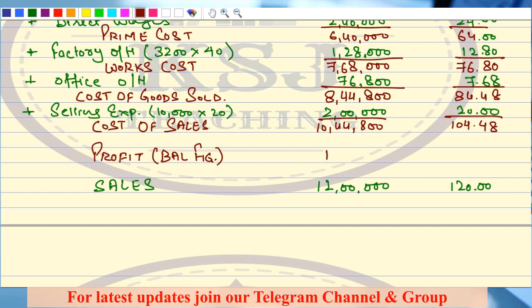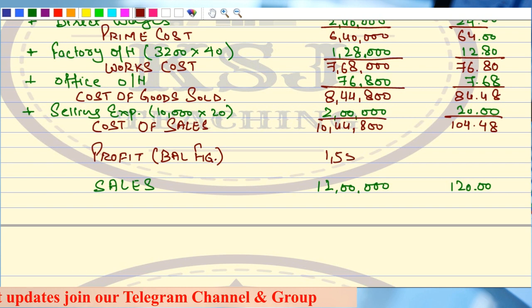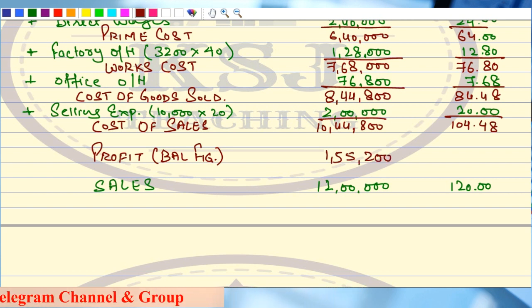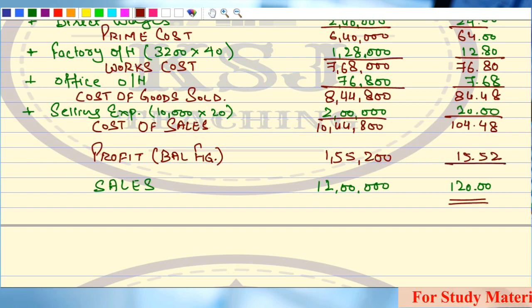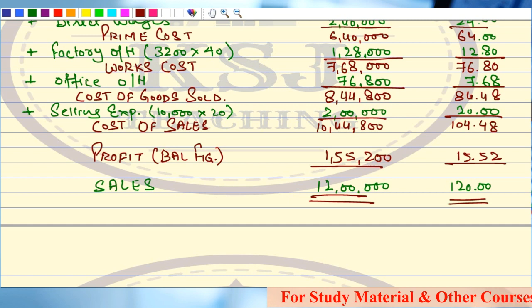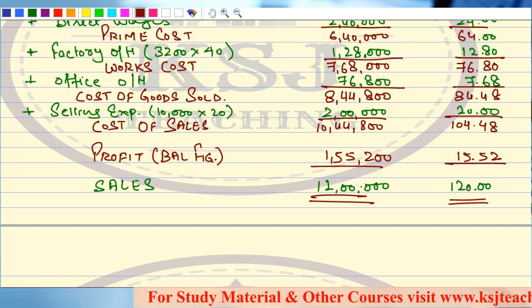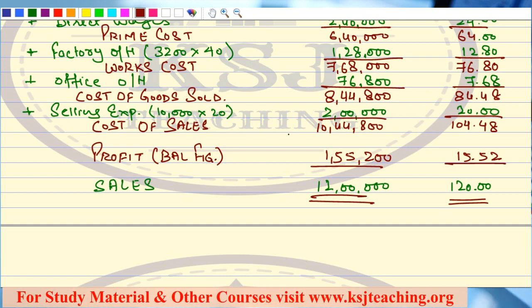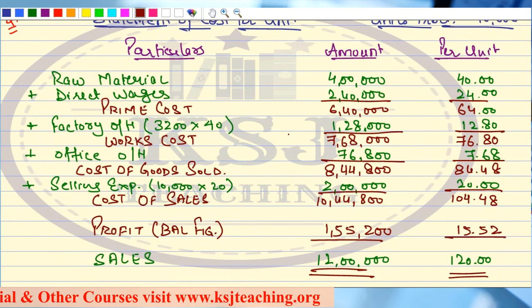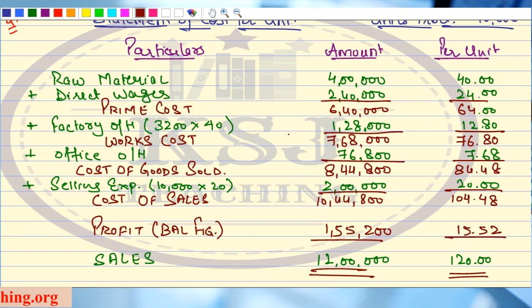So this is 1,55,200 and 15.52. So the total will be 120. Clear? So we have calculated the profit. He asked us to find out the cost per unit and the profit. See, this is how we have to do the question.